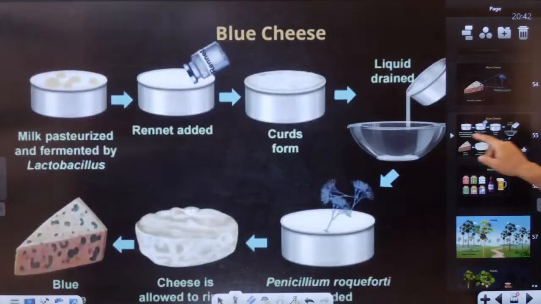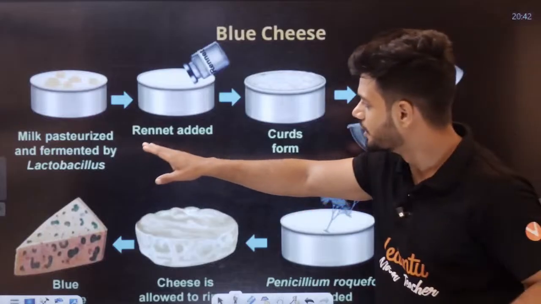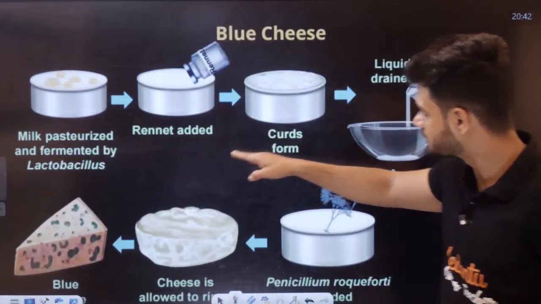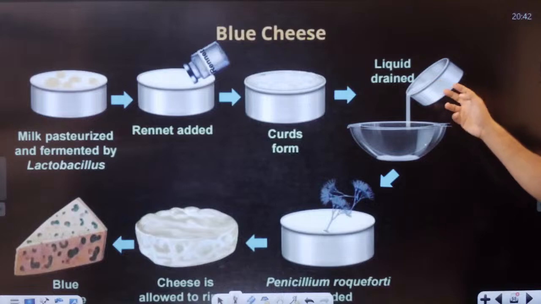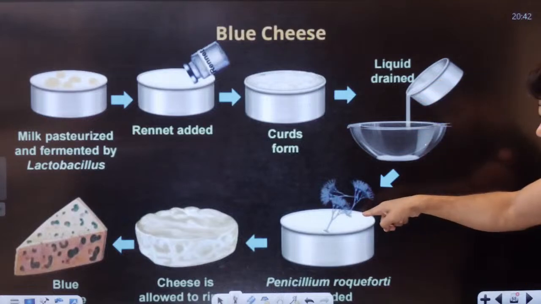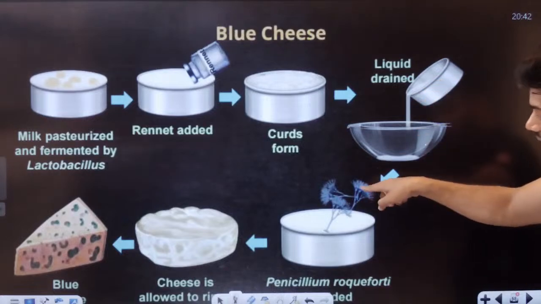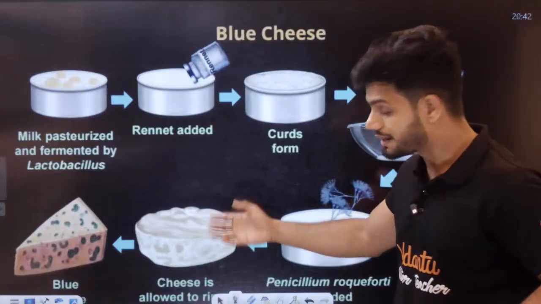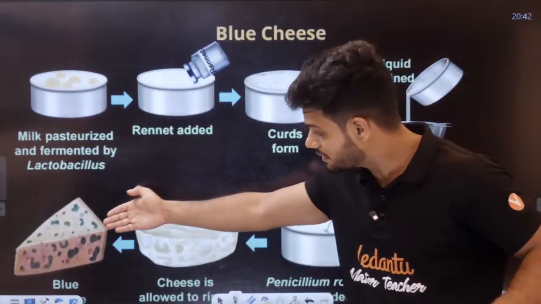Now, there's a process to make it, students. We use milk. We add rennet to coagulate everything. Curd formation. Then we'll drain the liquid out. Then we add this thing here, the entire penicillium. Cheese is allowed to ripen for many days, and then we get blue cheese.